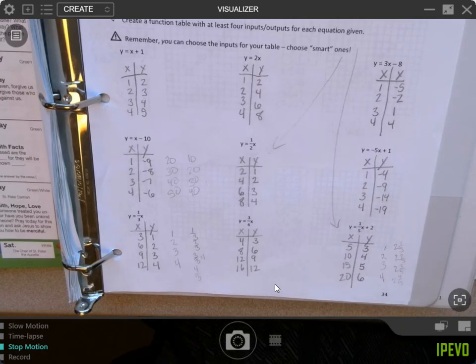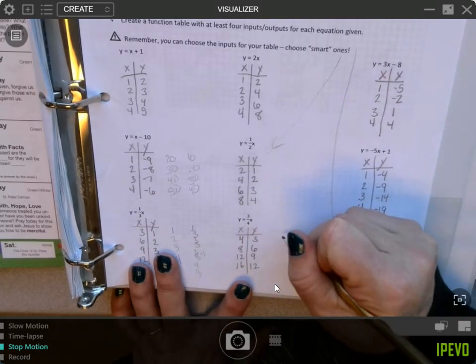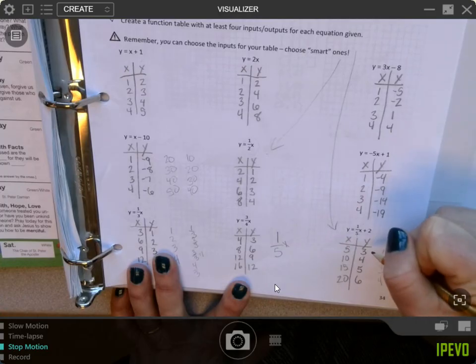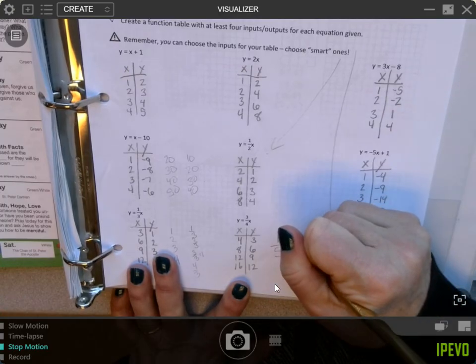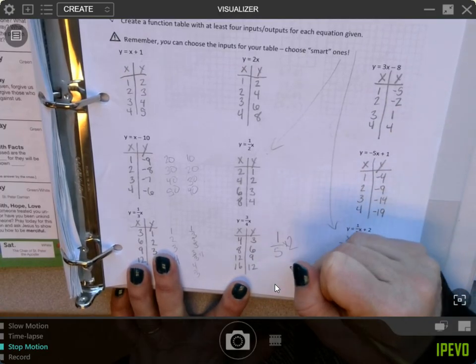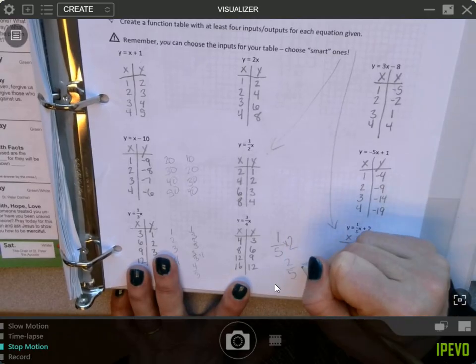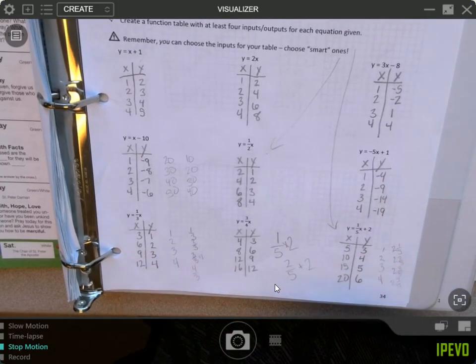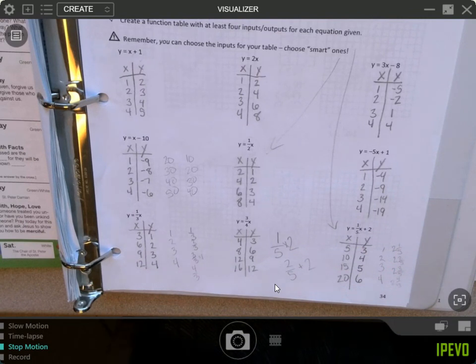So if we're looking at this, if I have 1/5 times, let's do the 2. So that becomes 2/5, right? 2/5 plus 2. Because it's a whole number, you just add it to it, 2 and 2/5. Okay, does that make sense?